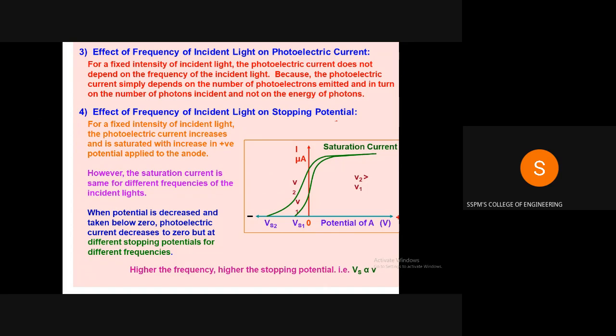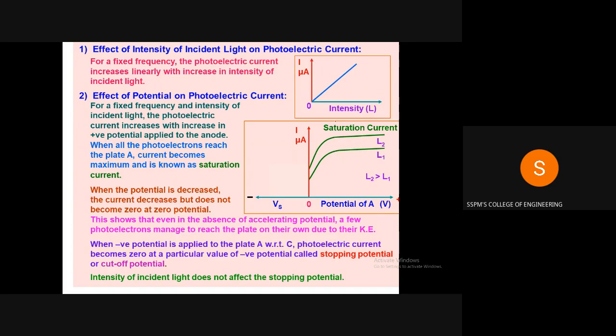So let us see first one, effect of intensity of incident light on photoelectric current. What is photoelectric current? Photons interacting with metal surfaces cause certain current to be induced, and that current produced is called photoelectric current.